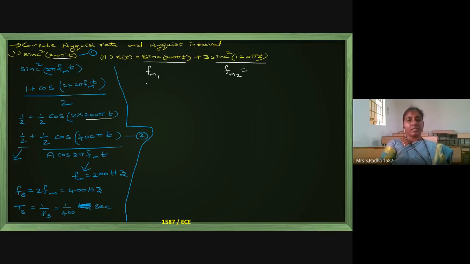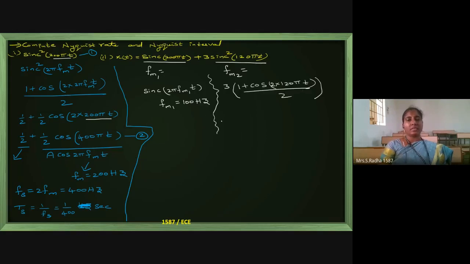Now you compare the first term with sin 2 pi fm1 into t. So fm1 value is nothing but 100 hertz. This is from the first term. Second term, sin square can be written as 1 plus cos 2 theta, that is 2 into 120 pi t, divided by 2. This is our second term.